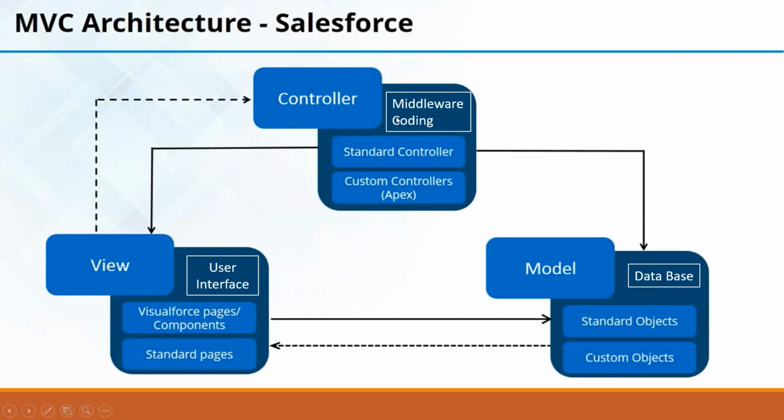And third thing is controller. Controller is the middleware. Standard controller, custom controller, which we are writing in Apex, where we are connecting. This middleware is connecting my front end and the back end also. So that is called my middle layer. So this is model view controller, MVC.